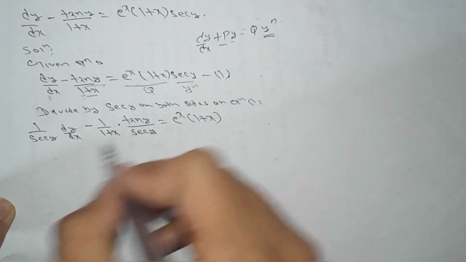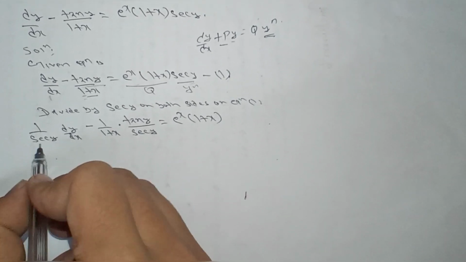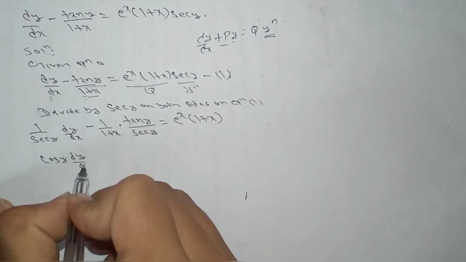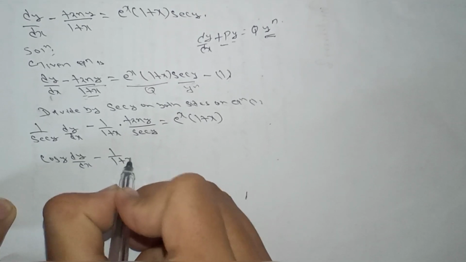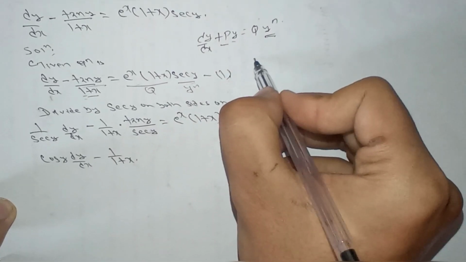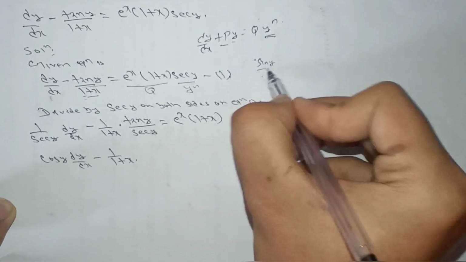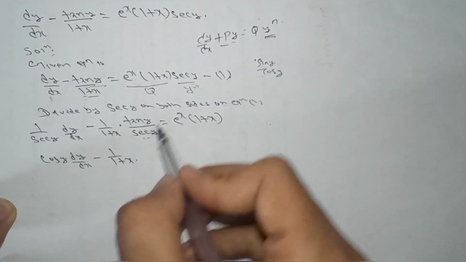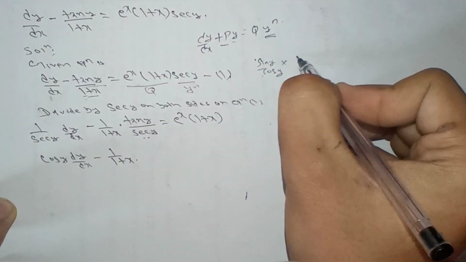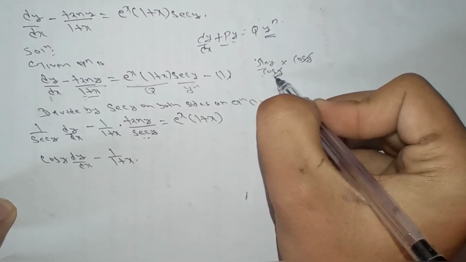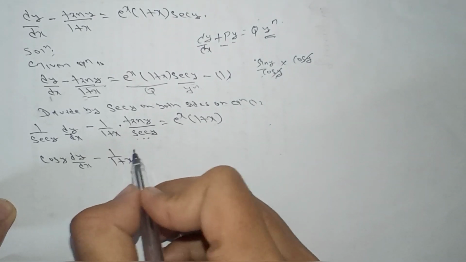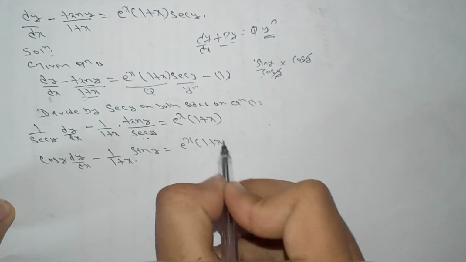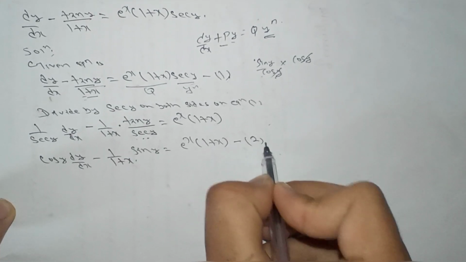Okay, so we can write this term as, 1 by sec y means cos y dy by dx minus 1 by 1 plus x. As you know, tan y means sin y by cos y, and here we have sec y, so we can write this sec y as 1 by cos y. So this and this cancel out, so the remaining term is sin y. And here it is as it is, e power of x into 1 plus x. So suppose this is equation 2.